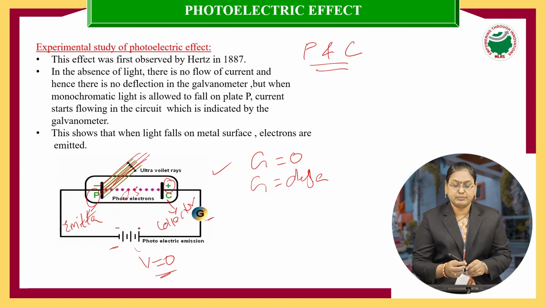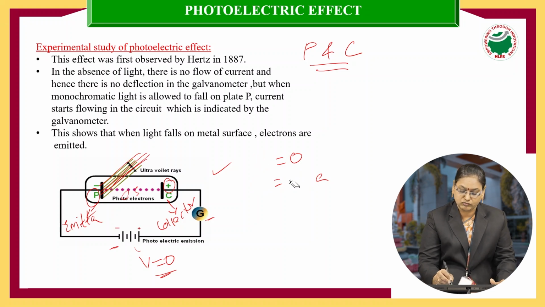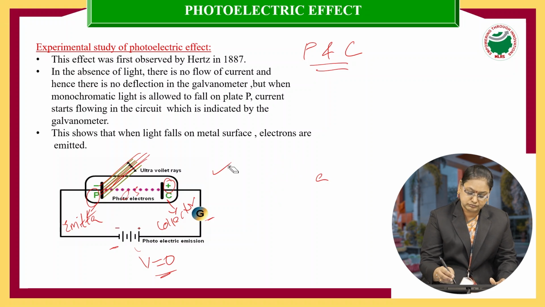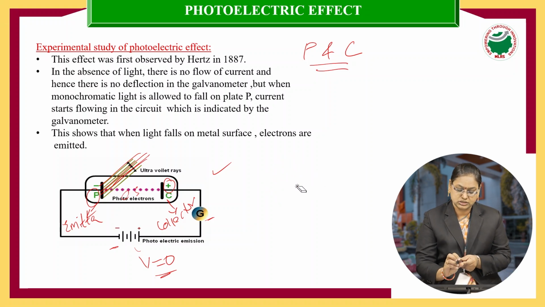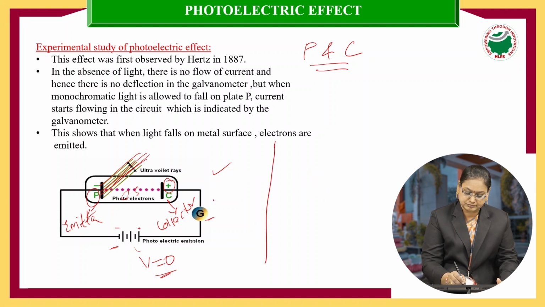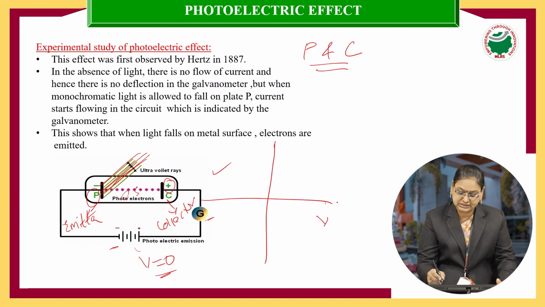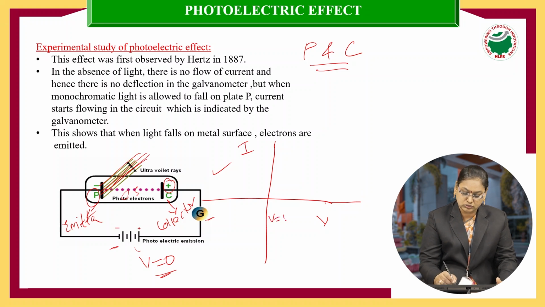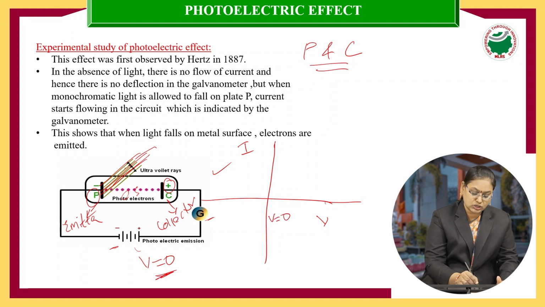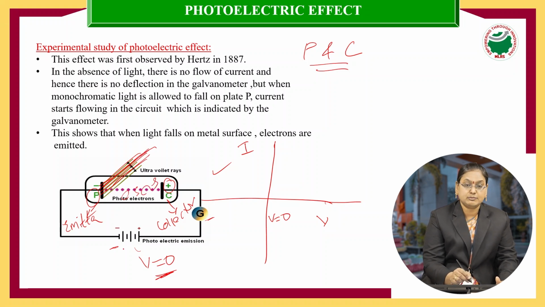Now let us plot a graph between photoelectric current and voltage. So this is V on the x-axis and current on the y-axis. So first, when V is equal to 0, when voltage is 0 and light is falling on the metal plate, what is happening? Electrons are emitted and because of this there will be some current flow in the circuit and galvanometer is showing some current value. So at V equal to 0, you have a current here.